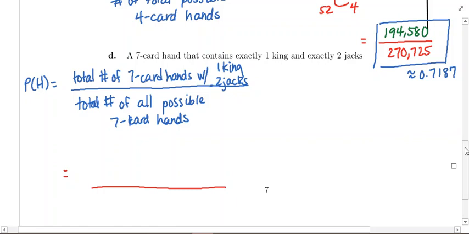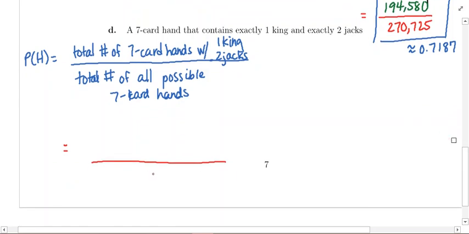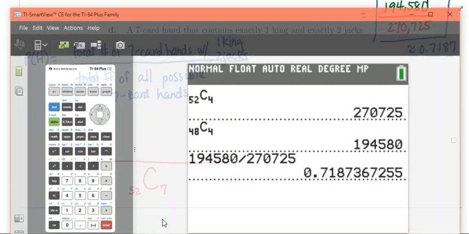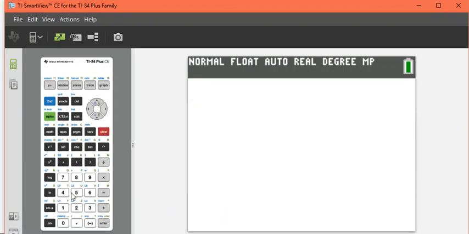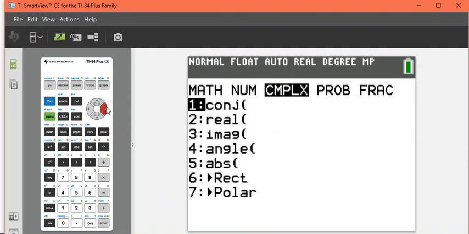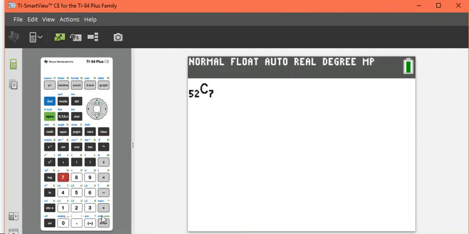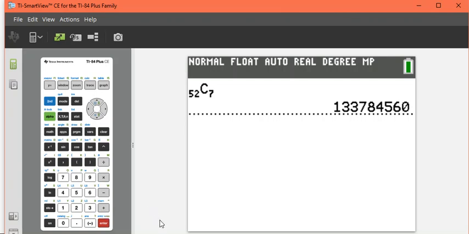All right, so we know that it's a hand of cards, so it's going to be a combination, okay? To figure out the total number of all possible 7-card hands, we're going to pull from the entire deck. So we're choosing from the 52 cards, and we're going to be dealt 7 of them. So the denominator is going to be 52 choose 7. Let's go to the calculator and figure out what that is. All right, that is a large number.